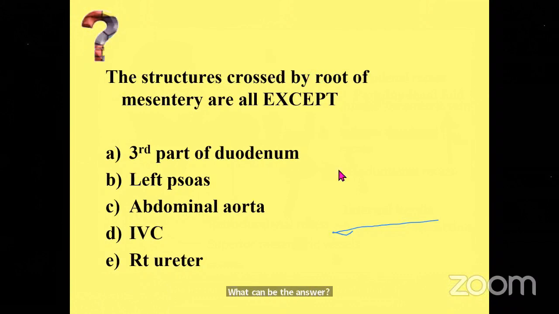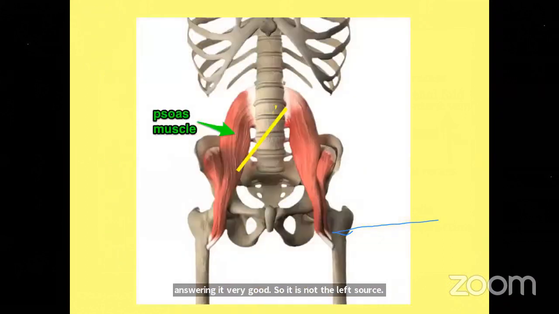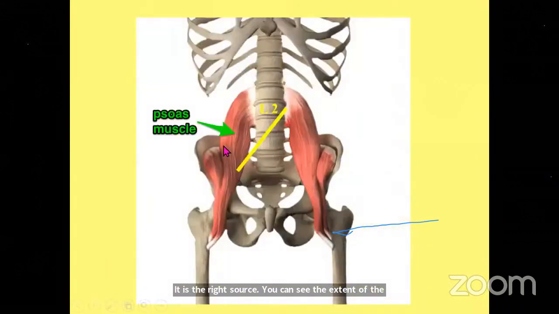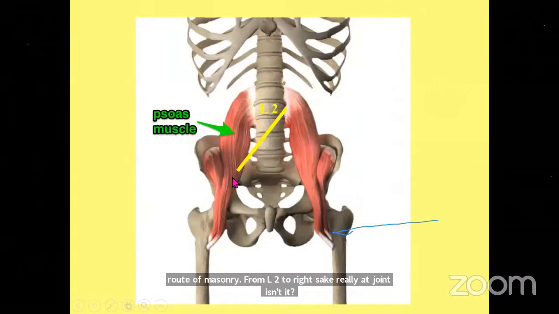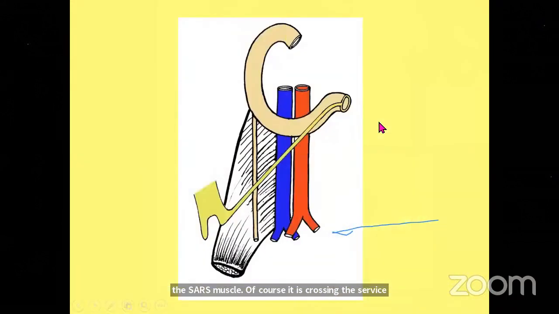Yes, some of you are having a doubt, but still you tried answering it very good. So it is not the left psoas, it is the right psoas. You can see the extent of the root of mesentery from L2 to the right sacroiliac joint, isn't it? It is actually aligned in an oblique manner, and you can see the psoas muscle. Of course, it is crossing the psoas, but it is the right psoas. It is not the left psoas.